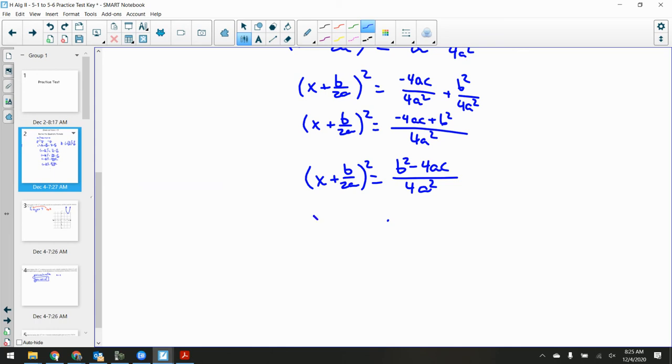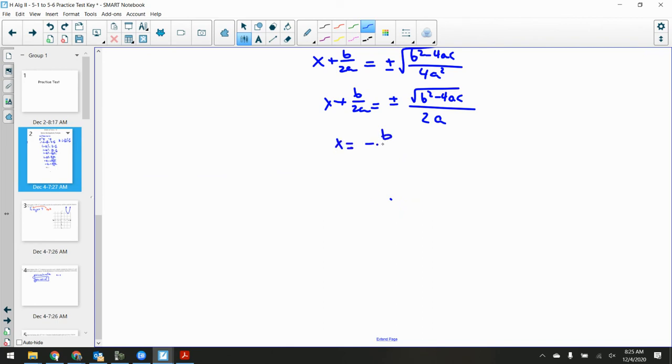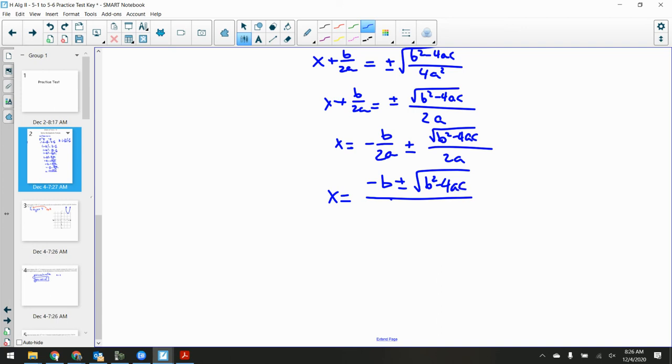I square root the other side. X plus b over 2a is equal to plus or minus the square root of b squared minus 4ac all over 4a squared. But remember, when I square root a fraction, I square root the top, I square root the bottom. So this gets me x plus b over 2a is equal to plus or minus the square root of b squared minus 4ac, all divided by, well, the square root of 4 is 2, the square root of a squared is a. Subtract over the b over 2a. X equals negative b over 2a plus or minus the square root of b squared minus 4ac. And so x equals the full quadratic formula, the opposite of b plus or minus the square root of b squared minus 4ac, all divided by 2a.